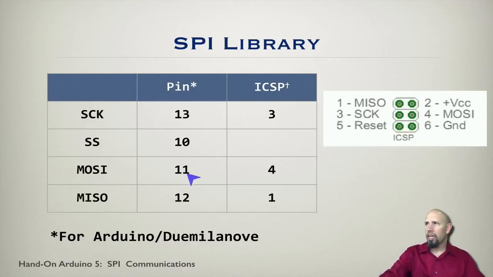But this is what it is for the Arduino. I should say Uno. I'm sorry, Arduino Uno or Due Milanova. The ICSP header has these connections established that can be used for SPI communication. So, in a sense, the Arduino provides more hardware support for SPI communication than for I2C communication. This header is such an example.